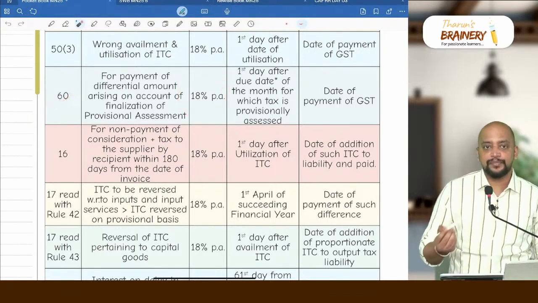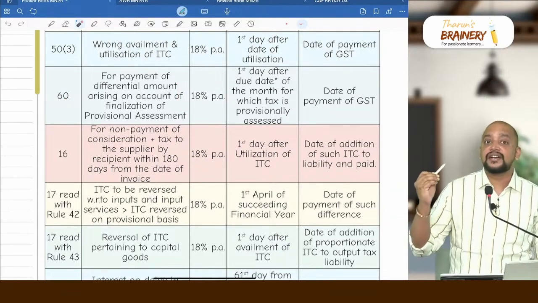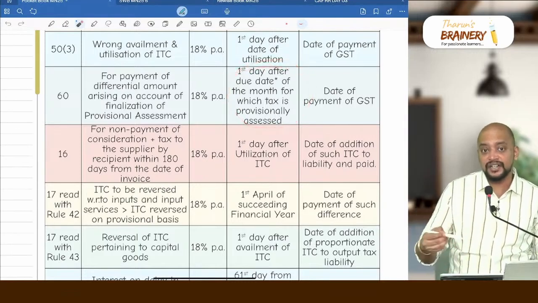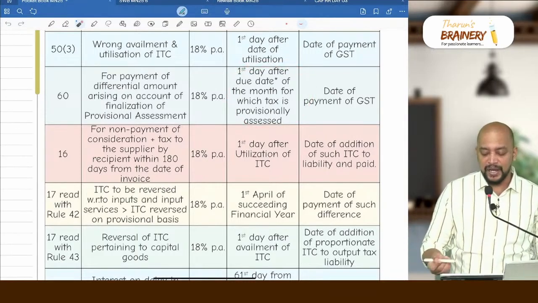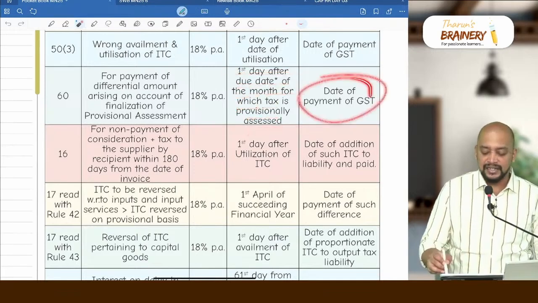This is 18% per annum. In customs it is 15% per annum. In customs it is from the first day of the month in which provisional assessment is resorted, but here it is from the first day after the due date of the month in which tax is provisionally assessed, till the date of payment of GST.